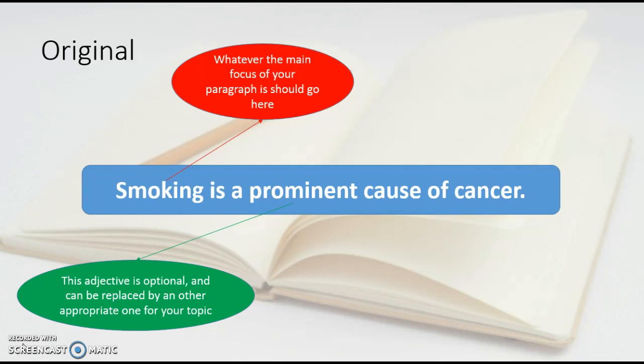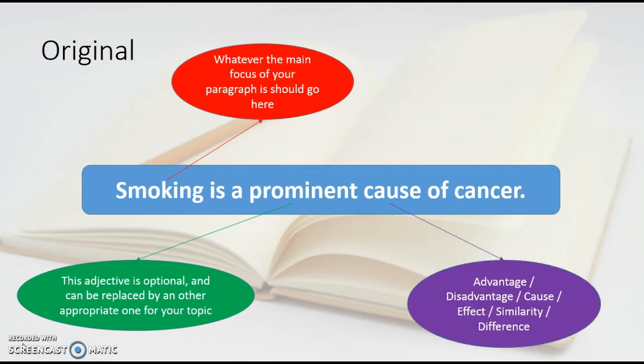We could replace it by another, such as a minor cause or a common cause, or maybe it's even a mistaken cause, because maybe lots of people think it's a cause. But actually, in reality, it's not as significant as people think it is. So we can replace this adjective to make it appropriate to our particular essay. Now, this word cause, well, it depends on the type of essay that we're doing.